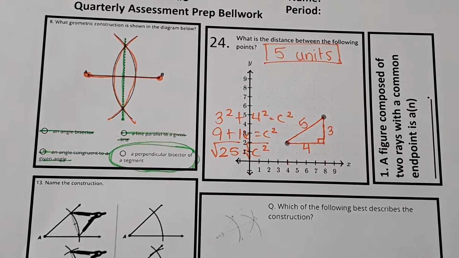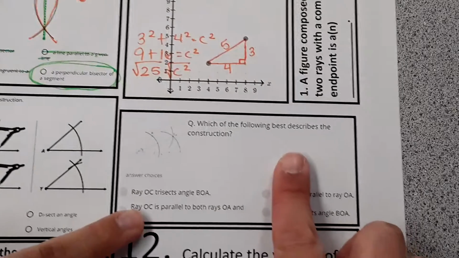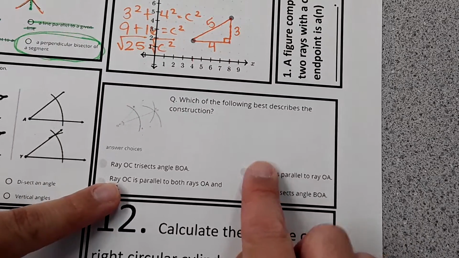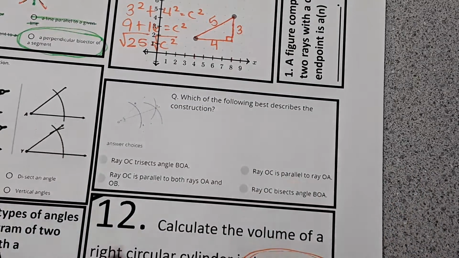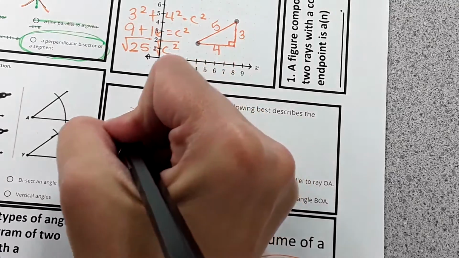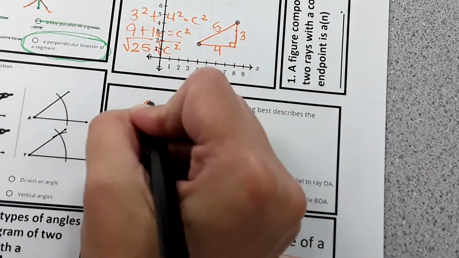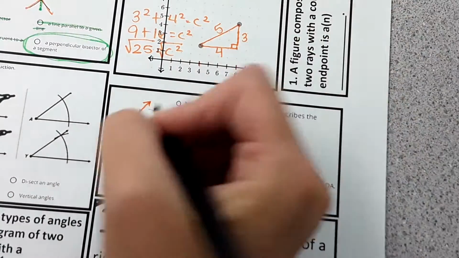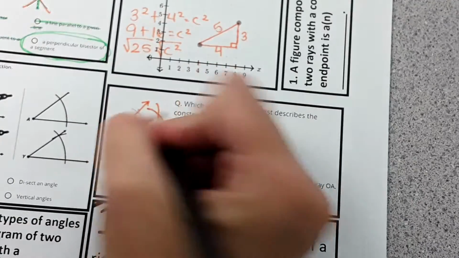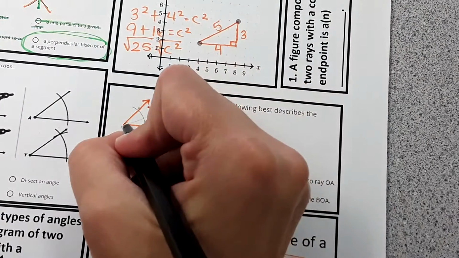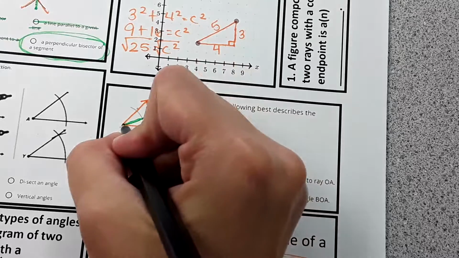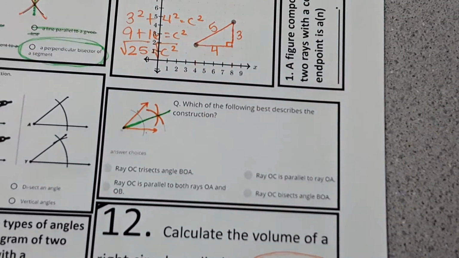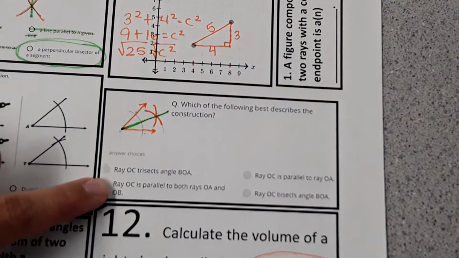Lily. This one here? Yeah. Which of the following best describes the construction? It's a little bit hard to see, sorry. But it shows an angle, the original angle, and then they make this cross here, and then draw an angle bisector right here that cuts that thing exactly in half. So as I look here, that's what I'm looking for.